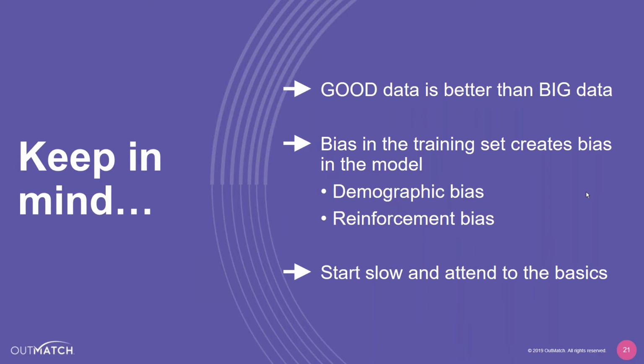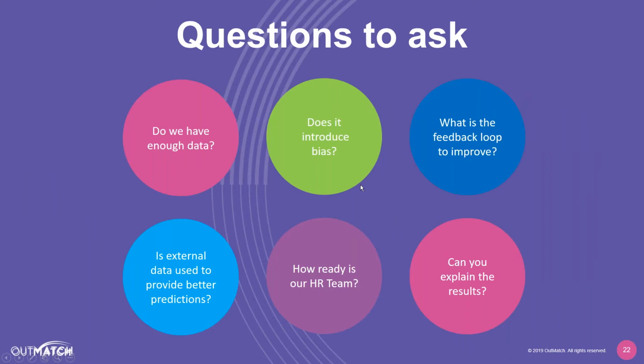So on that topic of questions to ask, we've talked about some of these, but I think one of the most important first ones is just, do we have enough data? We said that good data is more important than big data, but you still have to have the numbers. The smaller the data set is, the more likely that you are to take advantage of statistical chance in building that model, and the less likely it is to hold up over time.